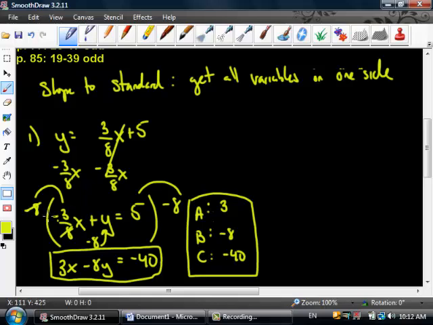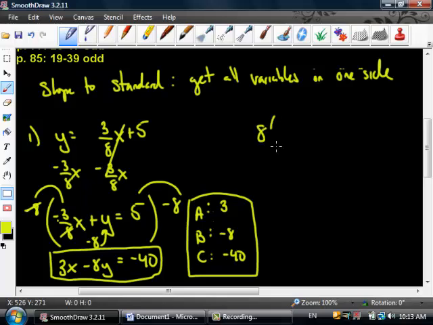Because, remember, in order to do algebra successfully, what we do to one thing, we need to do to everything to keep it balanced. All right? So it's almost like the distributive property.